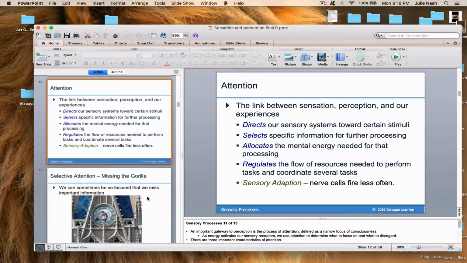Okay, so attention. What do we pay attention to? Do we pay attention to everything? No, we don't. We can't. We can't possibly pay attention to everything. But that is what is the difference between sensation and perception.